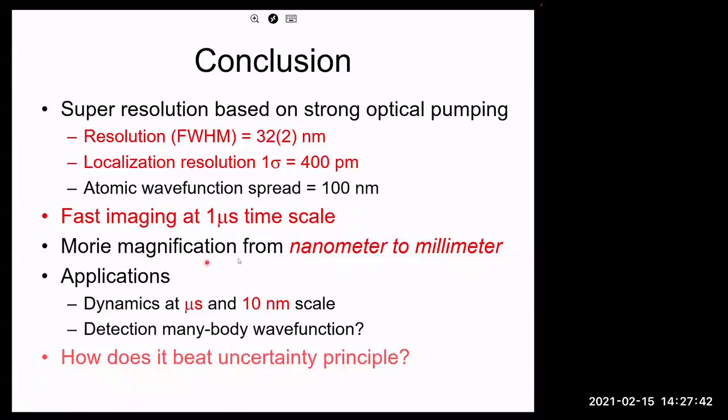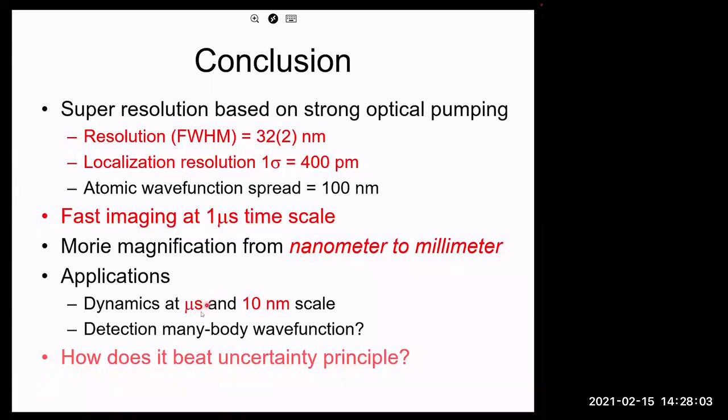And then this is a bonus: this moiré magnification that we realize can help us to magnify nanometer structure to millimeter from a single image. But this is based on the assumption that the wave function is periodic. So that's why we need the lattice.